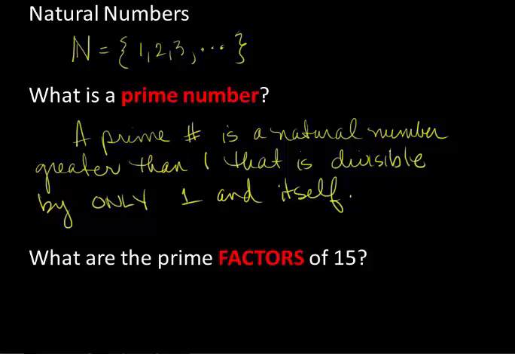So the word natural number is important. A prime can't be a number like 2.6. It's greater than 1. That tells you that 1 is not a prime. Later we'll see why we don't want to include 1 as a prime number. And it is divisible by only 1 and itself. So there the important word is only.